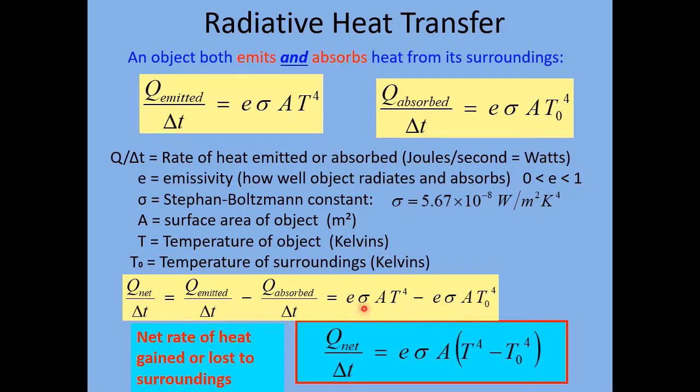And notice, since the same parameters, E, sigma, and A, appear in both equations, let's go ahead and factor those out, and we end up with this result here, which tells us the net rate of heat gained or lost to the surroundings. So again, we have to know the emissivity, the Stefan-Boltzmann constant, the surface area of the object, and these are the two temperatures. T is the temperature of the object, T naught is the temperature of the surroundings.